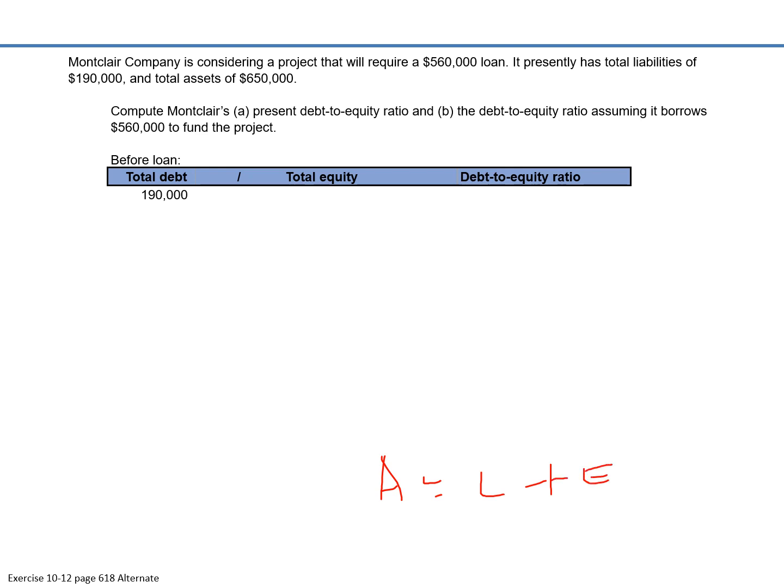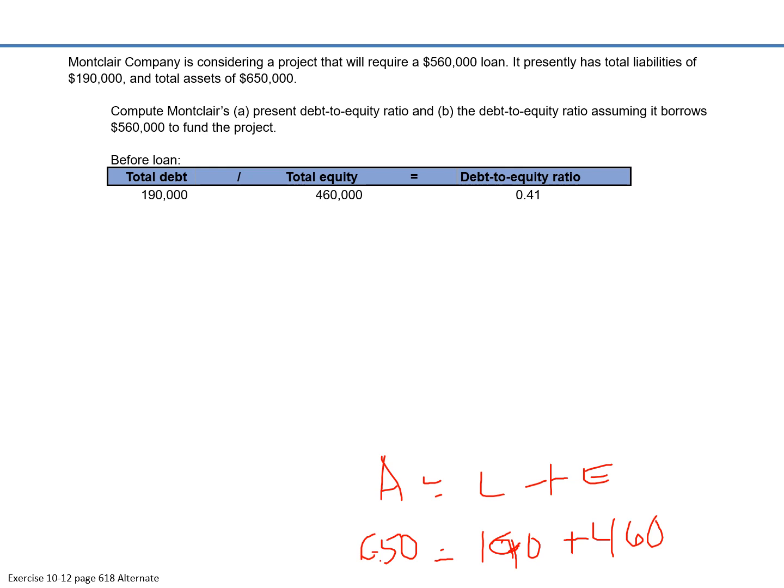Oh gosh, this pen is getting worse and worse. They have total liabilities of 190. Oh my goodness, that's supposed to be a 9. And they have total assets of 650. 650 less 190 is what? 460, right? So 190 divided by 460 is a debt to equity ratio of 0.41.